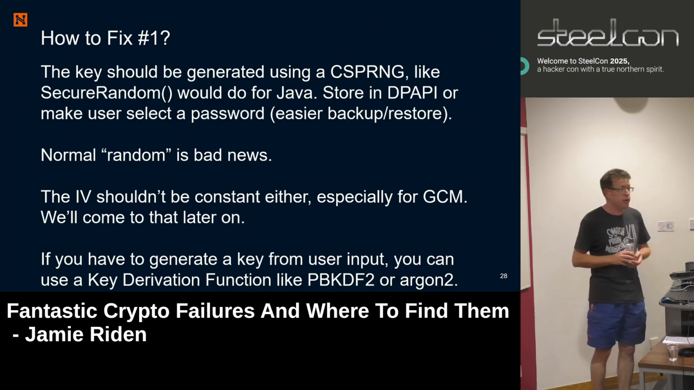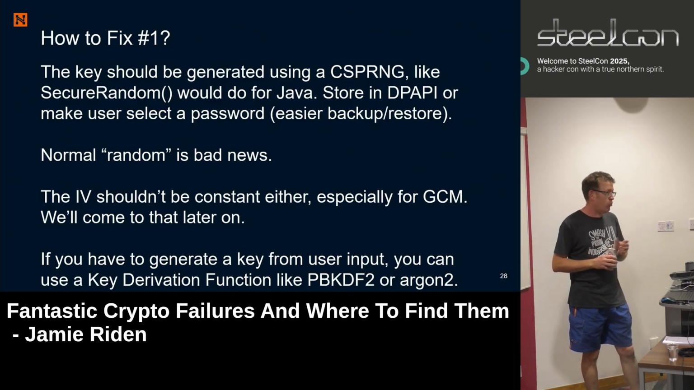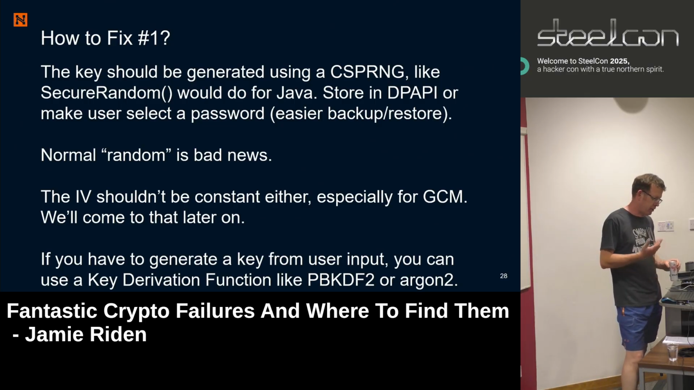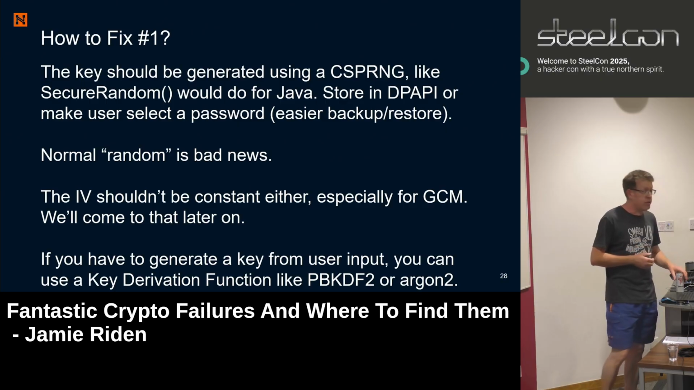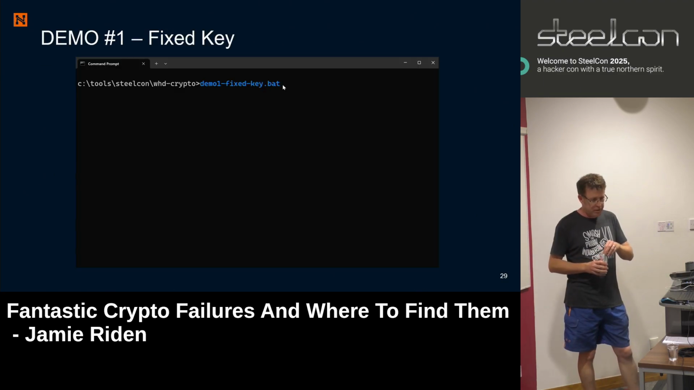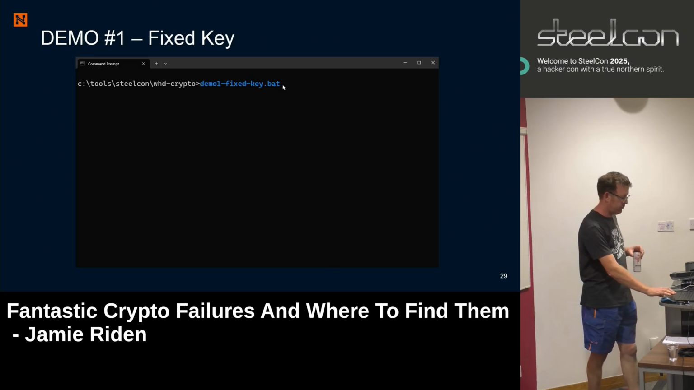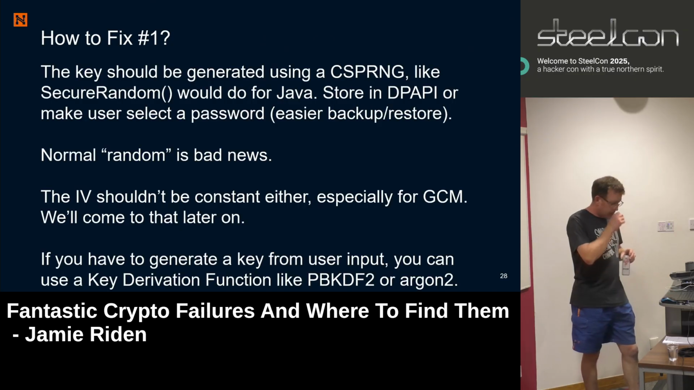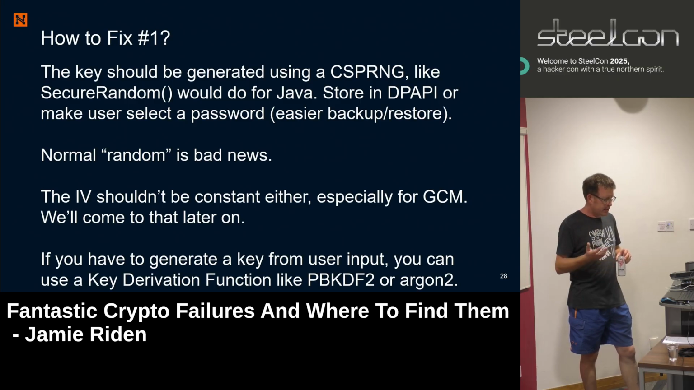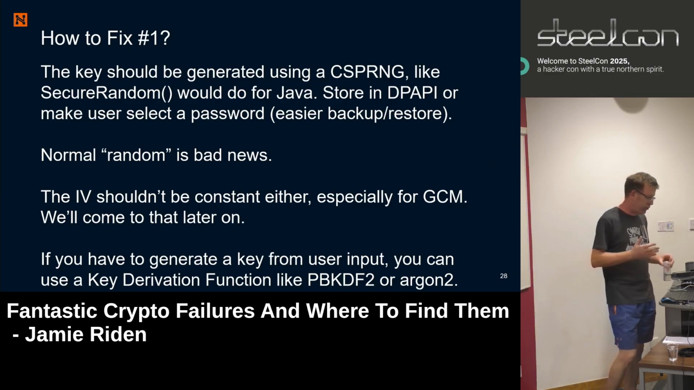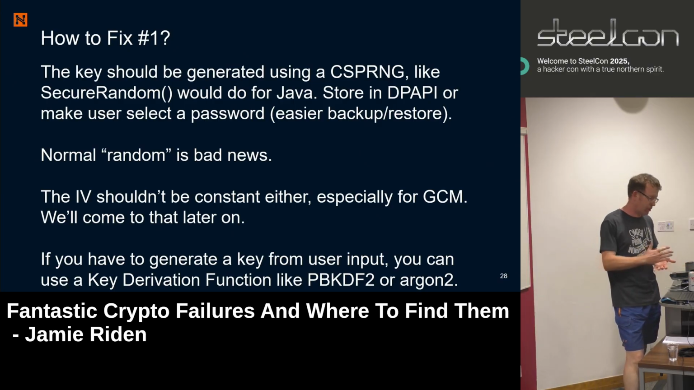You could then store it in DPAPI in Windows, or maybe if you want to be able to take this thing and back it up and put it onto a different machine, maybe you get the user to enter a password and use that with a key derivation function. The other thing is the IV shouldn't be constant. We've seen that it obscures patterns in the input data for encrypting, but for anything that's stream-cipher-like, such as GCM, it can be absolutely catastrophic, which we'll get to in part 3.